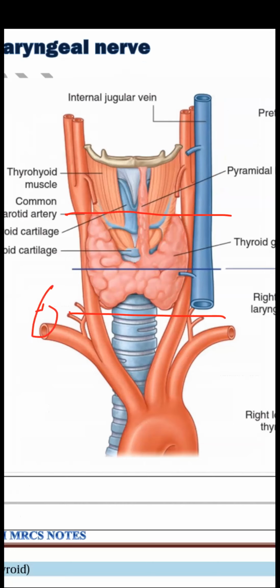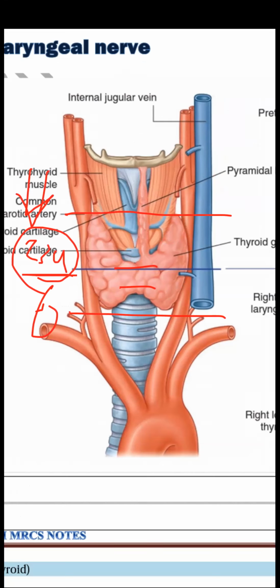Anatomy of this thyroid gland: here from the upper border of the thyroid cartilage, and here opposite the tracheal ring number 6. While the isthmus is related to tracheal rings 2, 3, and 4. 2, 3, and 4, this is the site for tracheostomy. So here, the isthmus may be divided for tracheostomy.